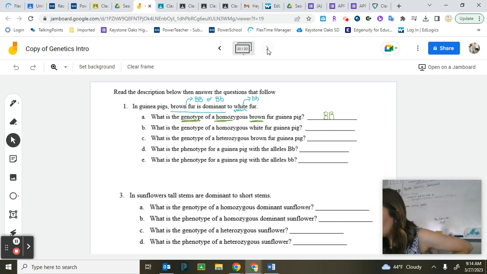Skipping down to D, D says, what's the phenotype for a guinea pig who's capital B, lowercase b? Again, look back at your key. If I look at the top, I have capital B, lowercase b. Well, that's one dominant allele, one recessive allele. I would still show the dominant trait. So the phenotype or physical appearance of that guinea pig would be brown.